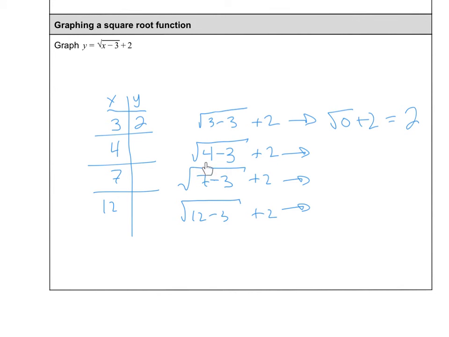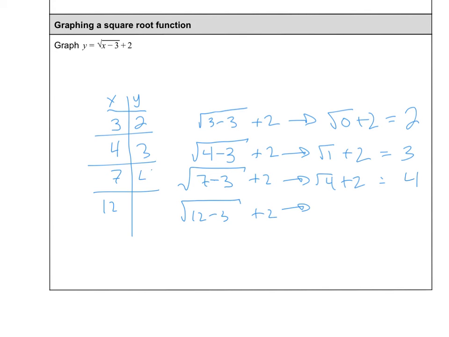For this next one, I do the square root of 4 minus 3, so I'll do the inner calculation first. 4 minus 3 makes a 1, so I have the square root of 1 plus 2. Of course, the square root of 1 is equal to 1, plus 2 more is 3. So that'll be a 3. 7 minus 3 makes 4, so I'll have the square root of 4 plus 2. Square root of 4 is 2, and then 2 plus 2 is 4.